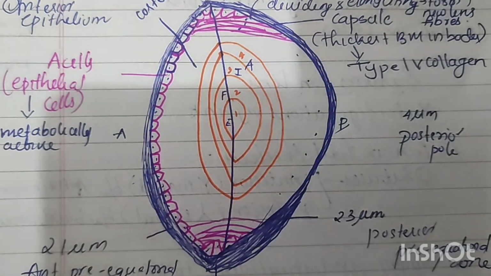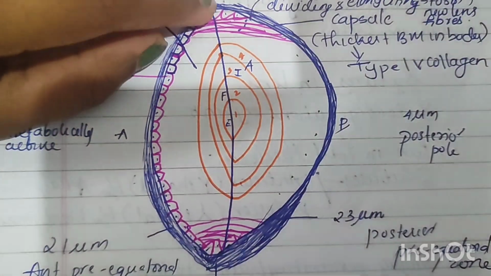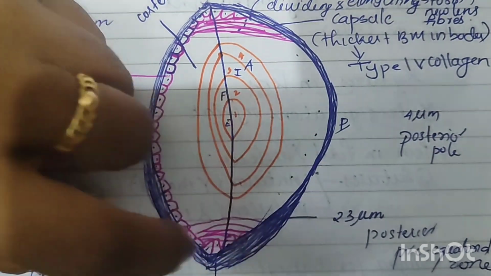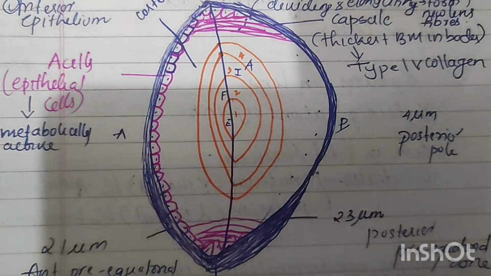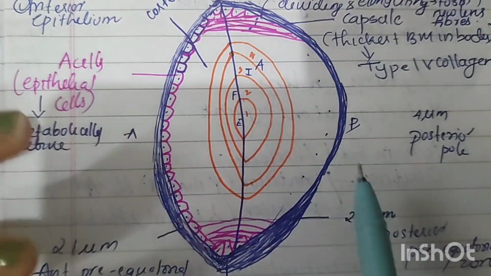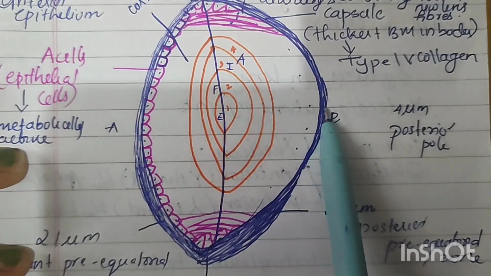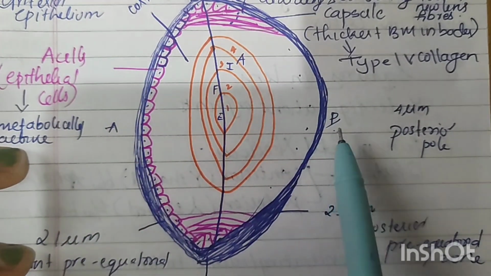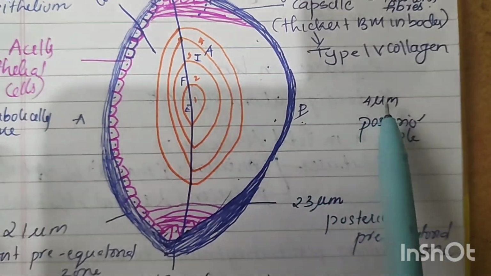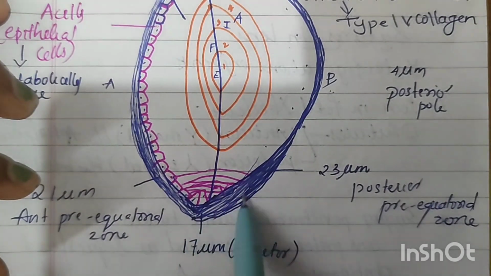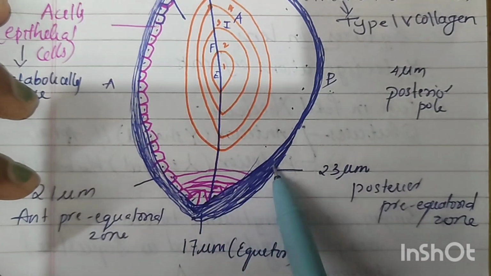And while we are seeing the thickness of the capsule, it is not constant, it is variable. Here it is somewhat thinner, but here it is somewhat thicker, okay. So that's the difference. While we are discussing the thickness, the capsule is thinnest at the posterior pole. So this is the anterior, this is the posterior side. At the posterior pole the capsule is the thinnest, about 4 micrometers only, okay.